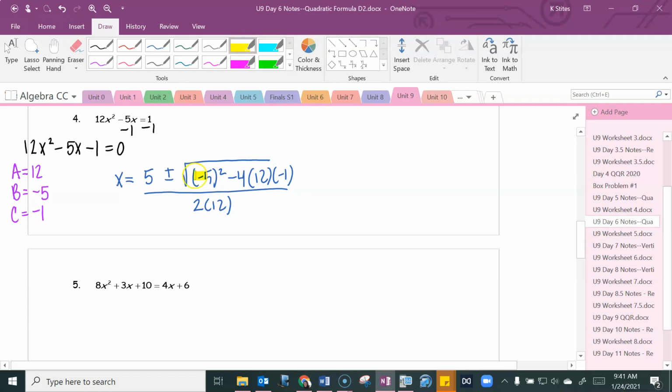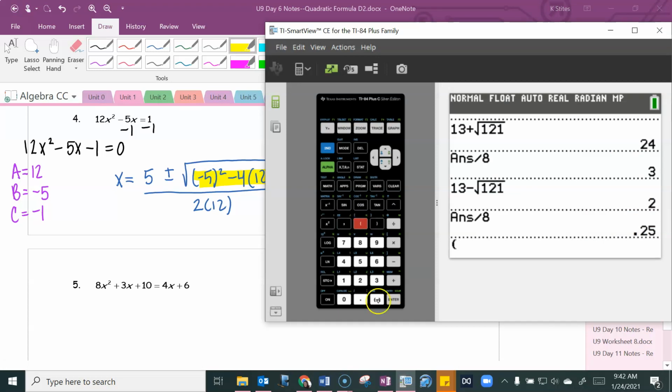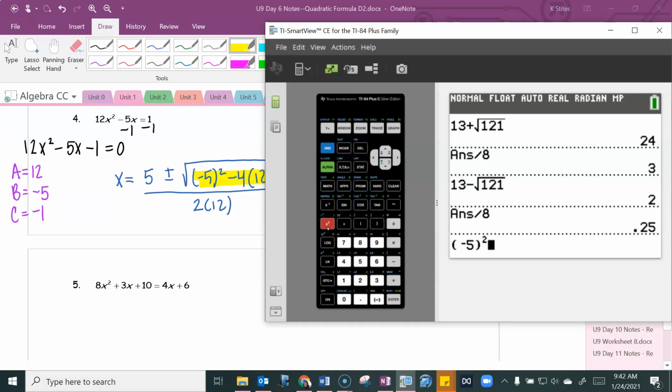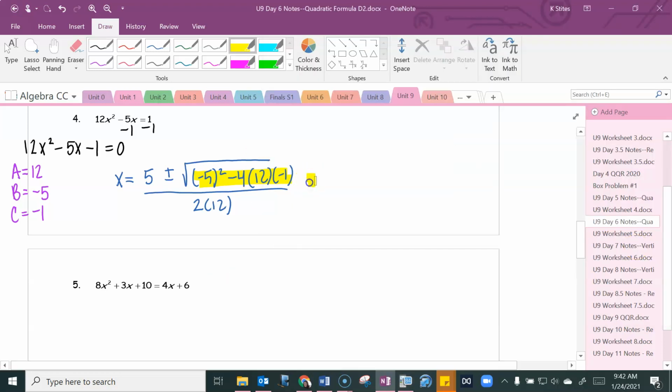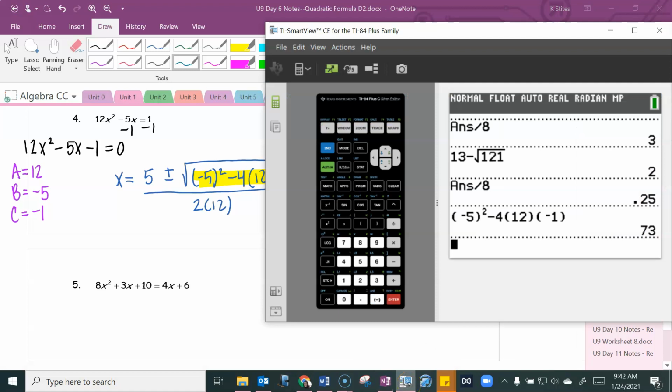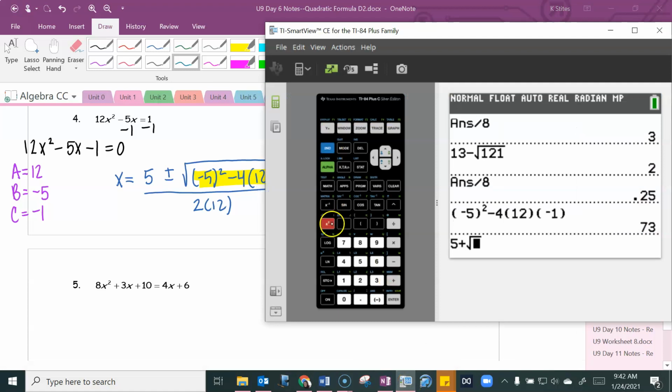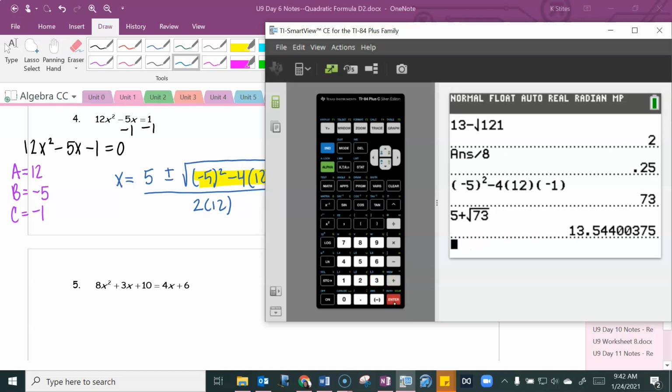All right, let's evaluate the discriminant. Negative 5 squared minus 4 times 12 times negative 1. I got a 73. Okay, so 5 plus or minus root 73 all over 2 times 12 is 24. Okay, so now let's go ahead and type this in. This time we should be pretty good at this. Make sure you do this with a plus and a minus. And then don't forget to do the division step.